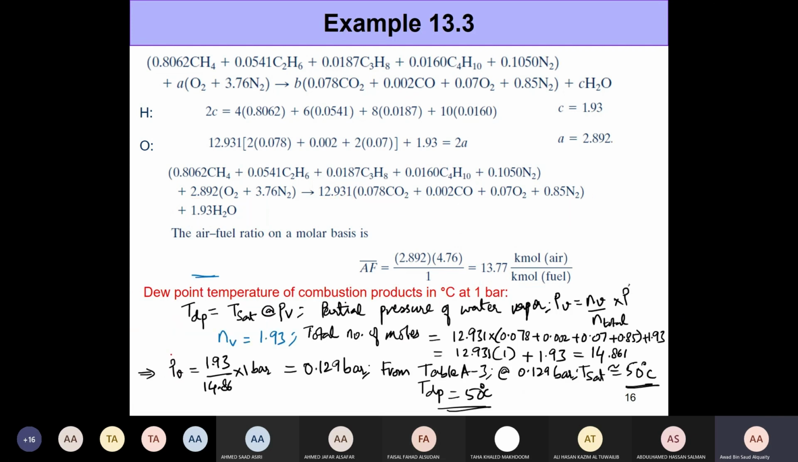So this is how you determine the dew point temperature for combustion products. You just have to determine the partial pressure for water, and once you do it, you already know the temperature below which the water will start to condense. All right, any questions here with respect to the dew point temperature calculation?